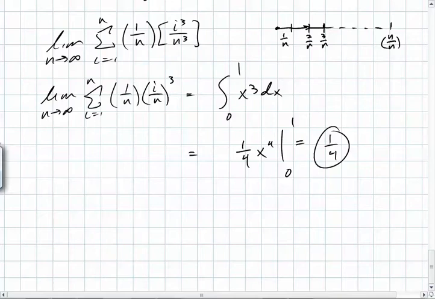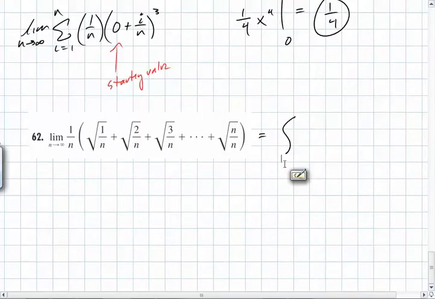Why is it 1/4? Plug in 0 into that. What do you get? 0. Plug in 1. What's 1 to the 4th? You get 1/4. Yes, you get 1/4. They already told you. They go from what? 0 to what? 0 to 1 of some function.